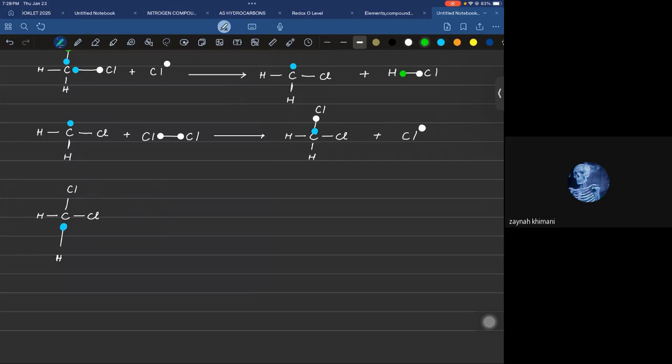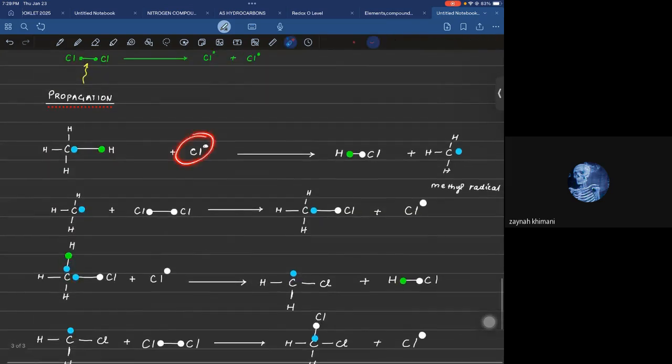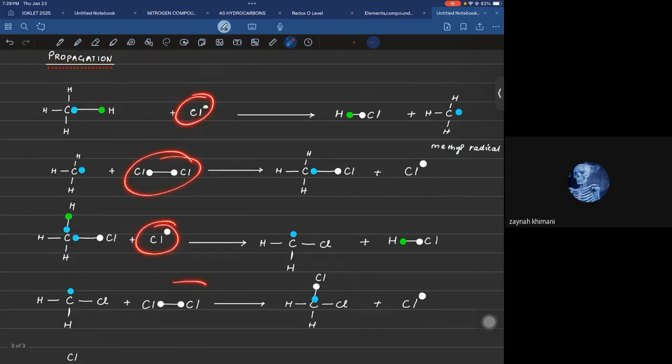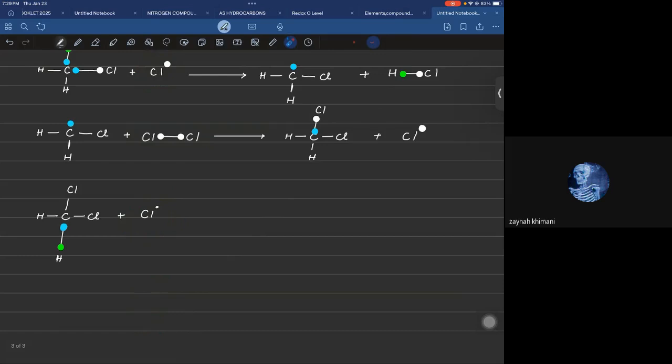This is an electron of hydrogen. Then again, it's going to react with chlorine radical. You know, it's a trend. You can see this: radical, then molecule, then radical, then molecule, and so on. So basically, it has a particular trend. So then again, it's going to react with chlorine radical. Now, what would happen? It would remain the same.